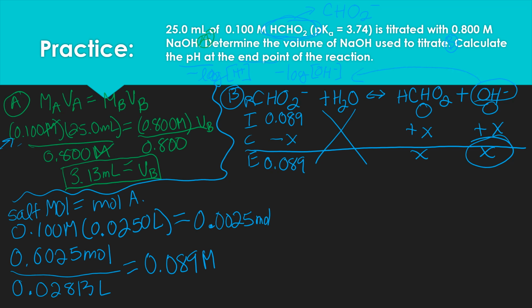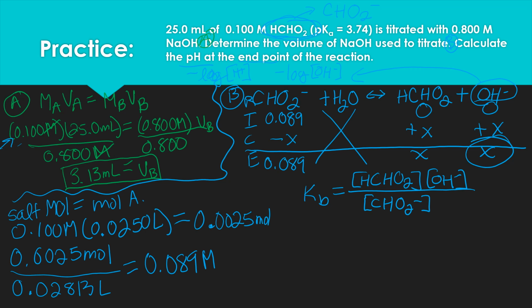So we've got our RICE table set up. Because this is a basic solution, we would need Kb. We write our expression: CHO2 minus, we have hydroxide, over CHO2 minus.